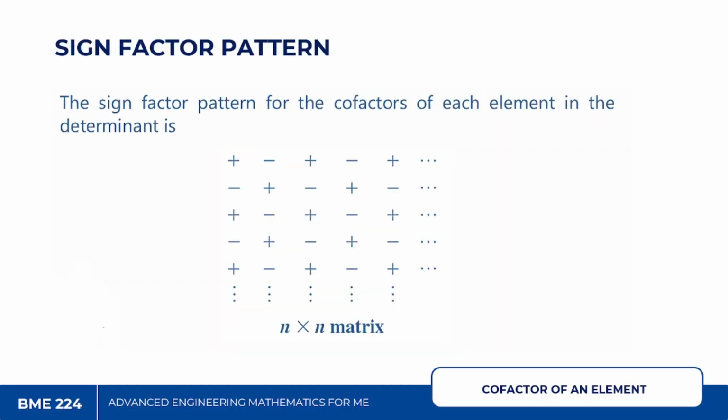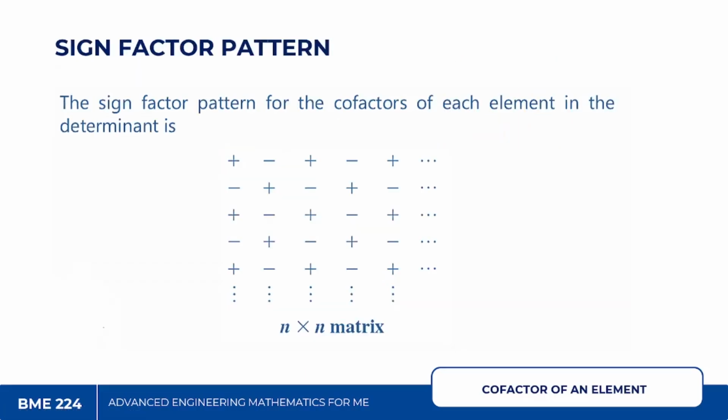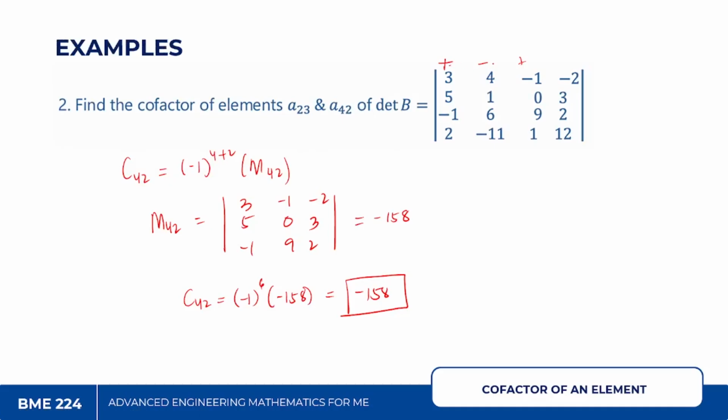Now, this is the sign factor pattern. Usually, you will see, say for example, if you evaluate the cofactor of this one, A11, then A12, then A13, and so on and so forth. You will see there is a pattern. So, this will be positive, negative, positive, alternating. Then here again, this one, negative. So, this is alternating, positive, negative, positive, negative.